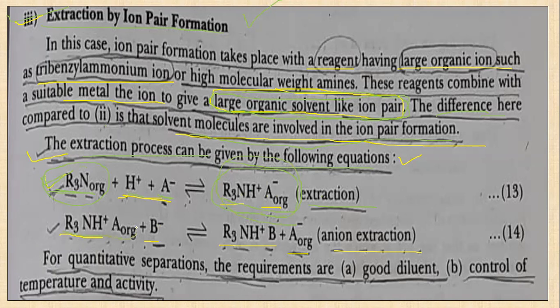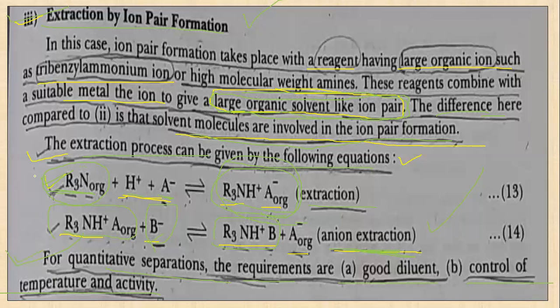Now this ion pair reacts with B minus, so A is replaced by B. What happens now? R3NH plus B minus is formed, and A minus gets separated. This is the anion extraction. For quantitative separation, a good diluent and control of temperature and other conditions are very important. For getting better separation, we need to maintain these.